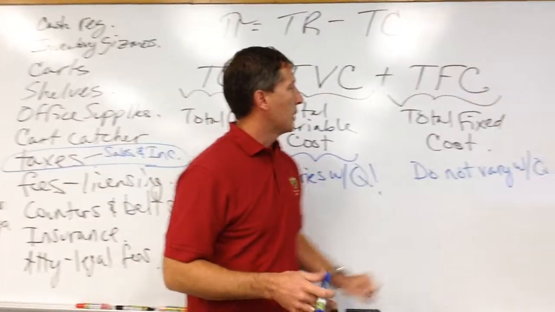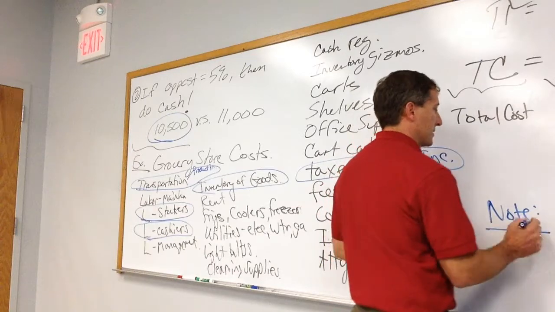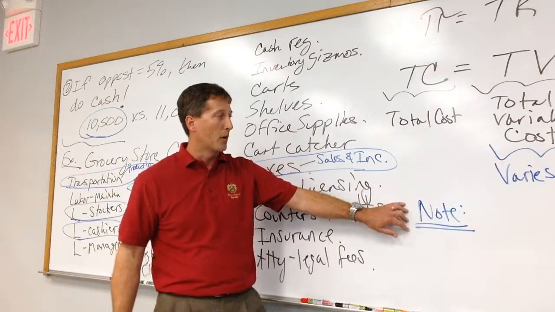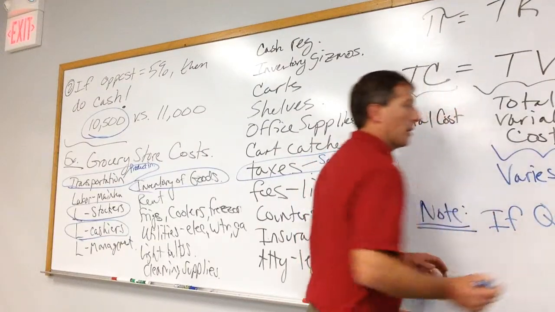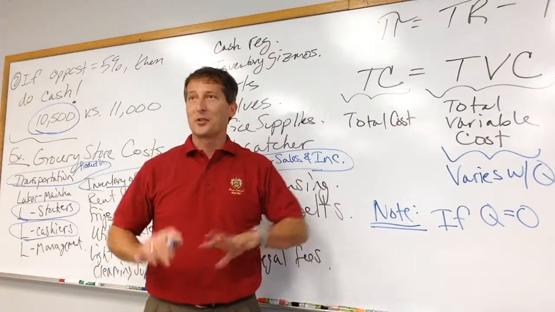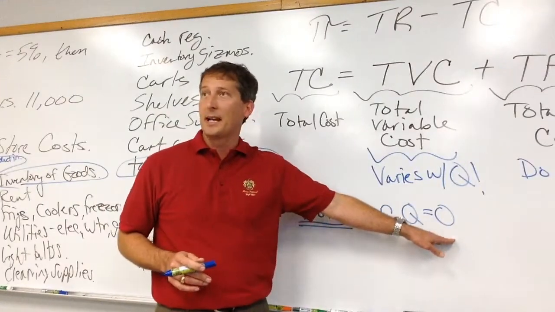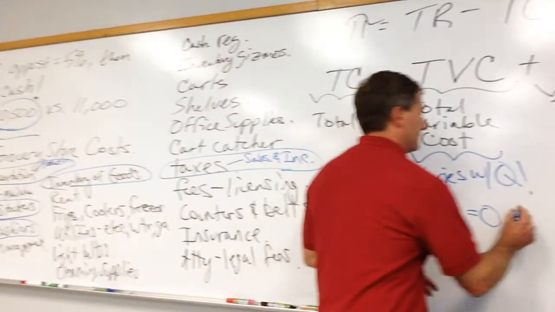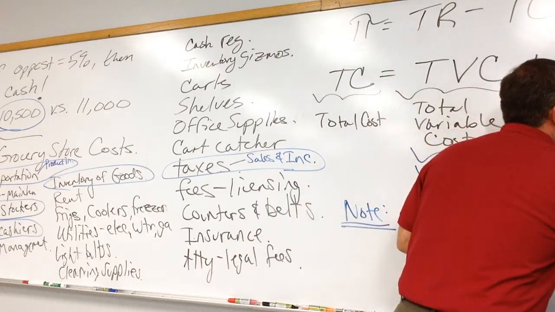All right, so note, and this is something that you'll see on some of your homework and test questions. This is kind of important. If quantity equals 0, it doesn't necessarily mean you're out of business, that you've left the industry, but you've just chosen not to produce that day. If quantity equals 0, then total cost equals total fixed cost.